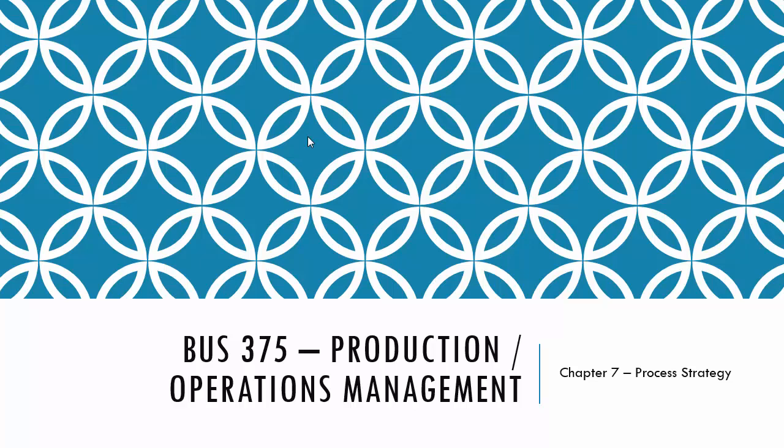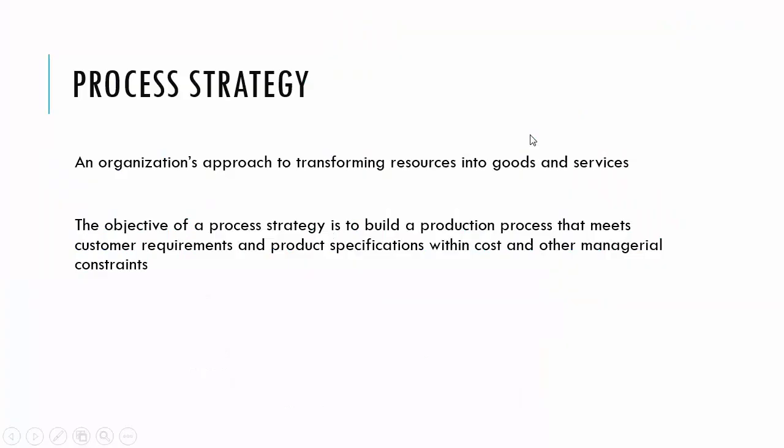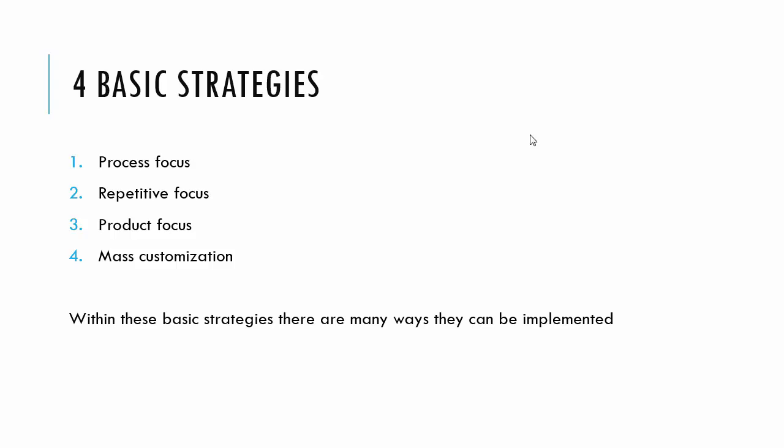We now turn our attention to Chapter 7, which talks about process strategy. So, let's get started. Process strategy is an organization's approach to transforming resources and raw materials into finished goods and services. The objective of a process strategy is to build a production process that meets customer requirements and product specifications within cost and other managerial constraints.